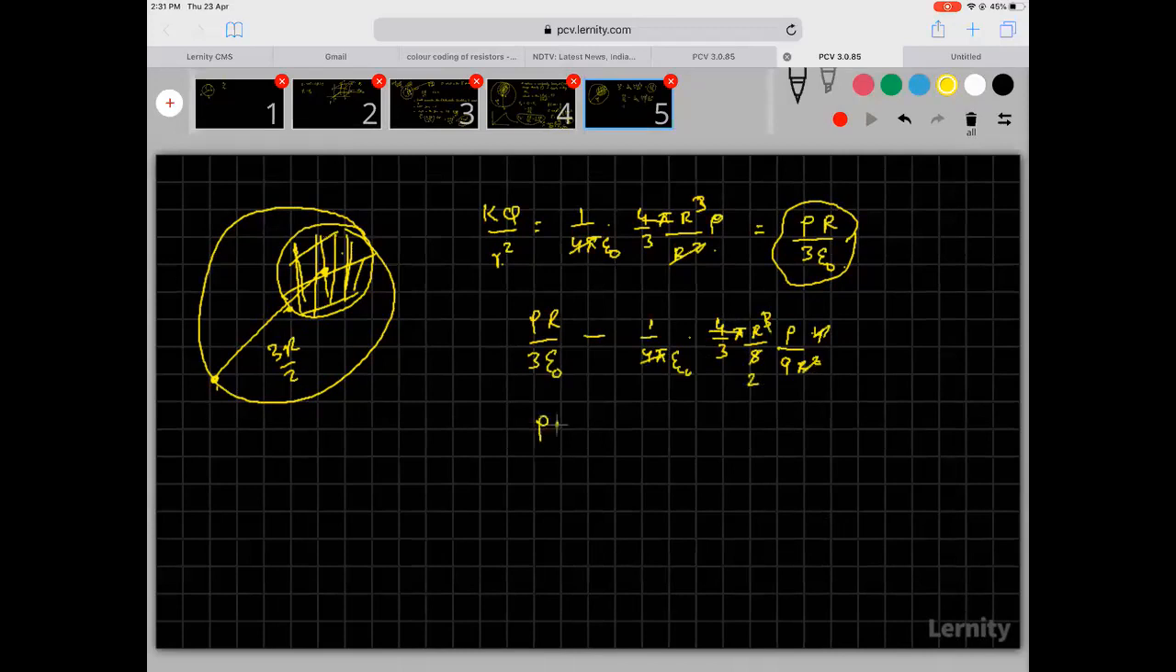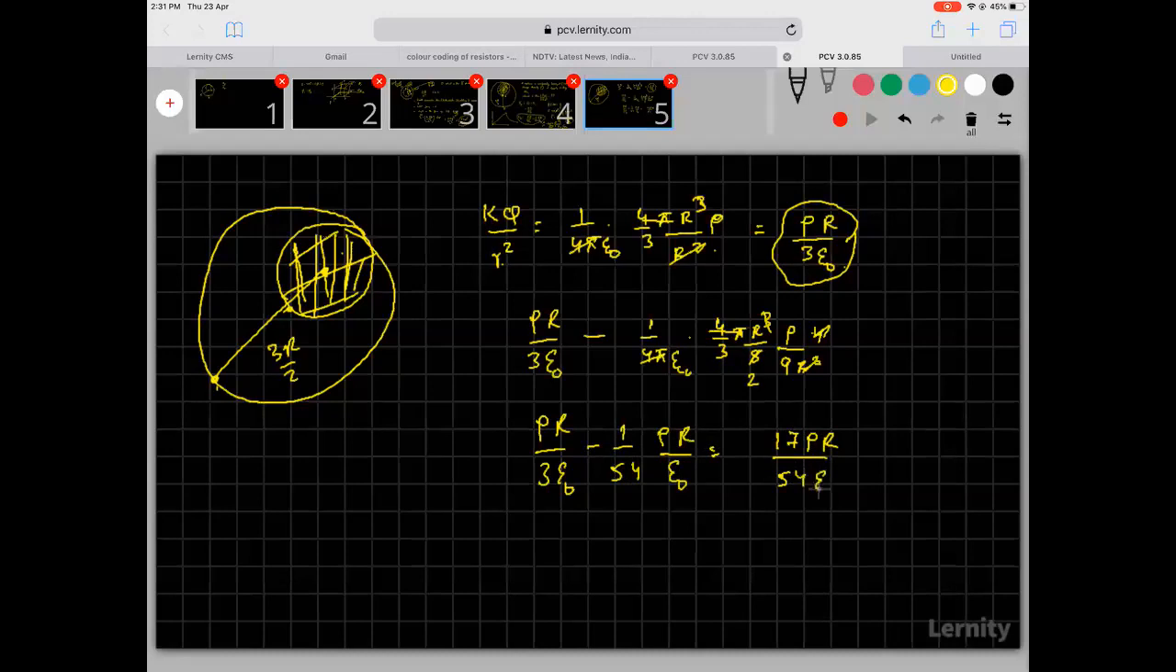So it becomes rho r by 3 epsilon naught minus 1 by 54, since 9 into 2 is 18, and 18 into 3 is 54. So 1 by 54 rho r by epsilon naught. When I do this, the LCM is 54 itself. So here it will become 54 means what? 18. So it will become 17 rho r by 54 epsilon naught.